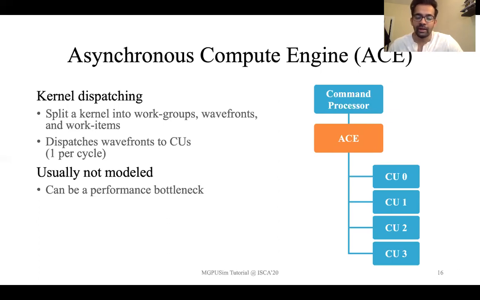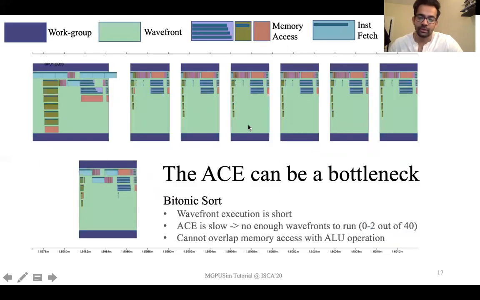To do that, let us take a look at an example. The following is a trace obtained using our visualization tool in MGPUSim. As you can see, we have an execution of a Bitonic sort benchmark here. The wavefront execution is short, and in the beginning we have two different wavefronts executing. This is the first one and this is the second one, and they're running in parallel in the beginning.